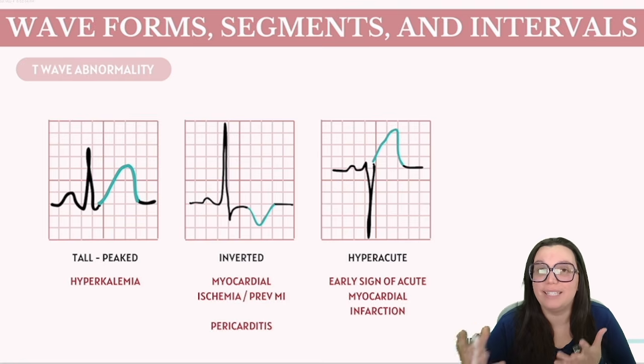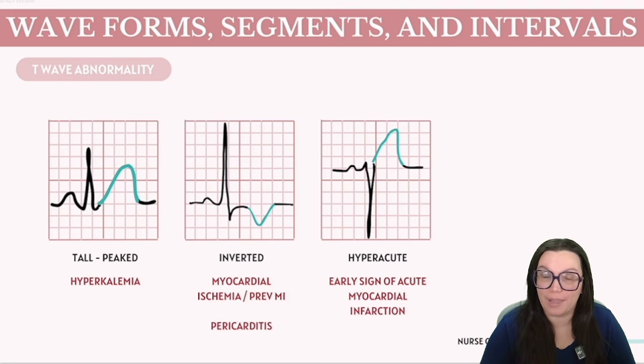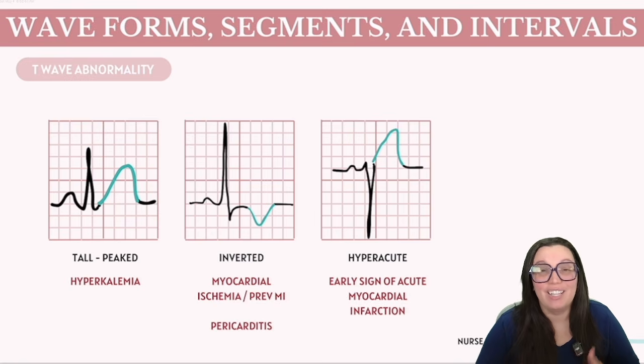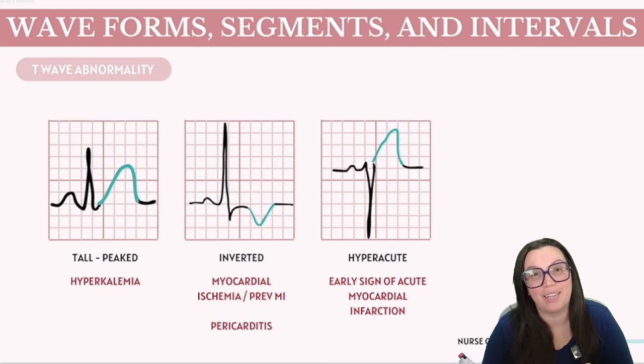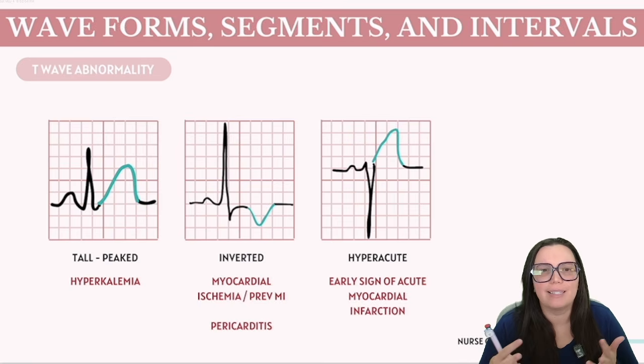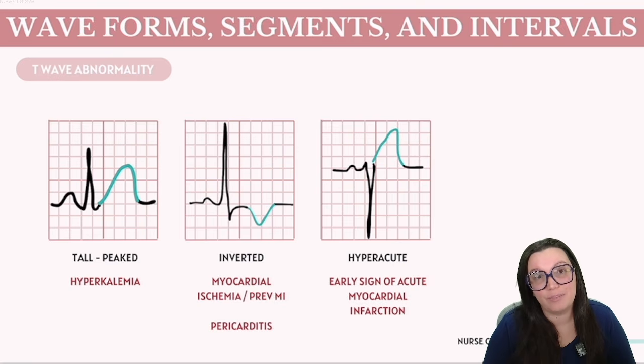Lastly, let's talk about deviations when it comes to our T wave. They can either be tall, inverted, or hyperacute. So anytime we see tall T waves or peaked T waves like we have here, we're most likely looking at some kind of hyperkalemia, which is elevated potassium levels that could ultimately affect the cardiac conduction.